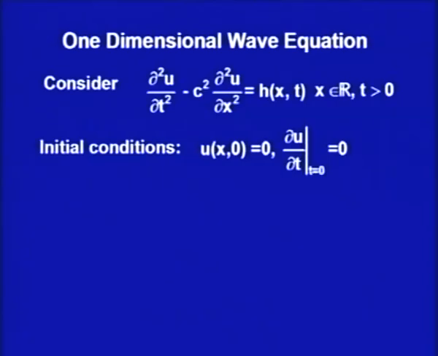That is, initially at the time t equal to 0, the unknown function u is 0, and the derivative with respect to t at t equal to 0 is also 0. If you do remember, we have done the homogeneous wave equation with initial conditions, where initially the deflection was f(x) and initially the velocity was g(x). Now, because we are talking about this non-homogeneous equation, we are using first these homogeneous initial conditions.